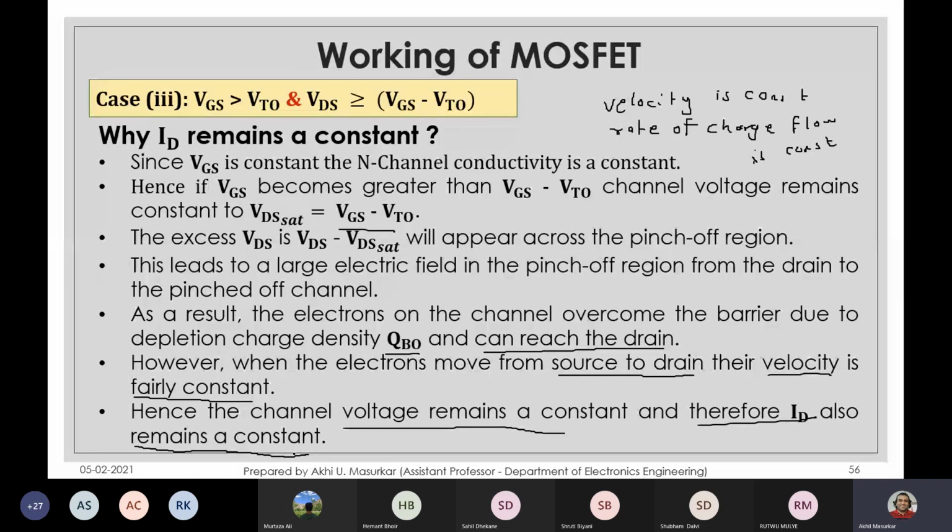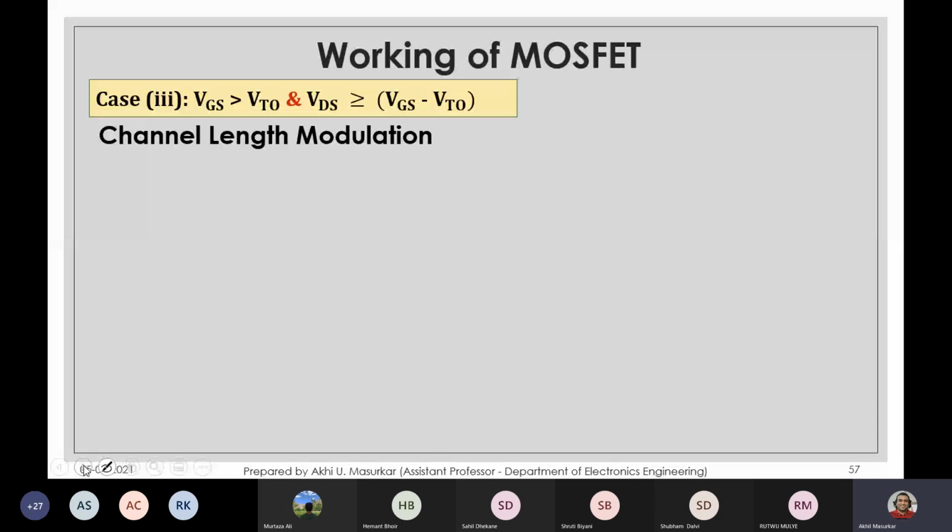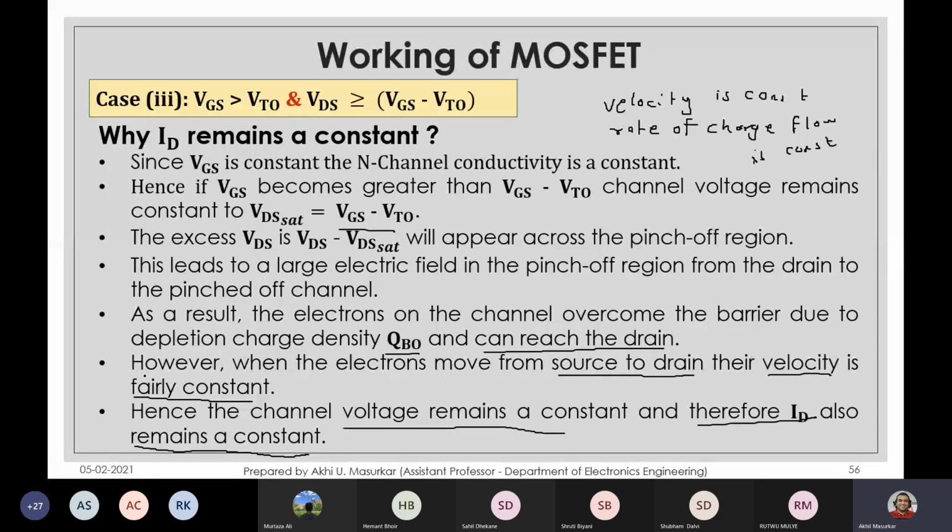The excess electric field, and the conductivity of the channel remaining constant because we did not change the value of VGS, these two conditions help us get constant flow of current in the saturation region of operation. So that is why ID remains constant. This is something that one should know, and I think we will stop here because it has been 7 minutes past 5. So we will just stop here.